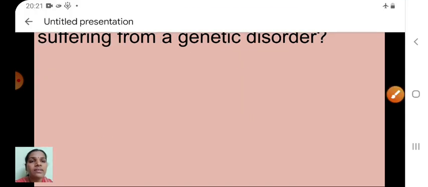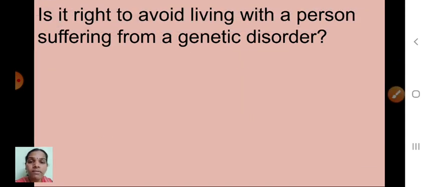Next one is, see here, one question is there, and you have to give me the answer. Is it right to avoid living with a person suffering from a genetic disorder? What is your answer? How to discuss, children? What are you thinking? See here, one second, I'll repeat the question. Is it right to avoid living with a person suffering from a genetic disorder?